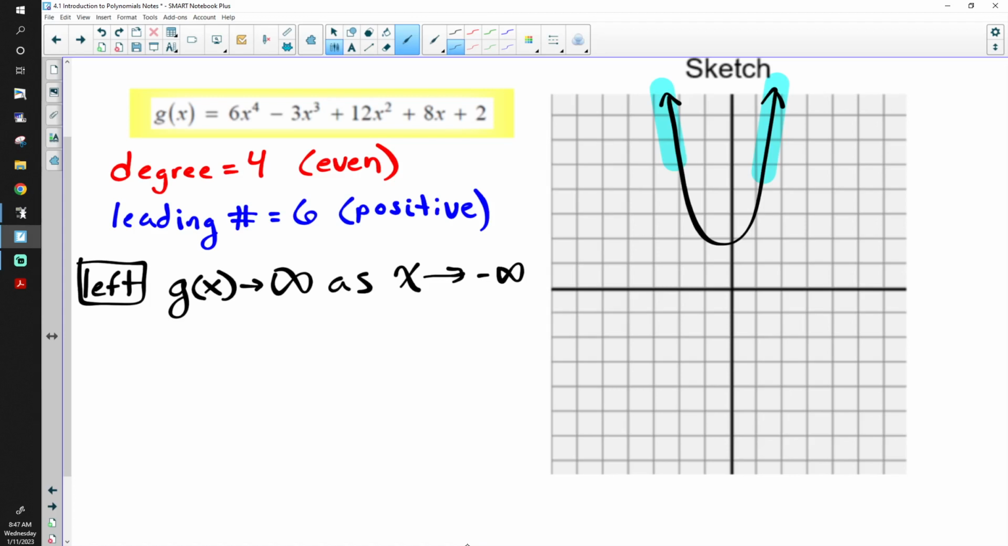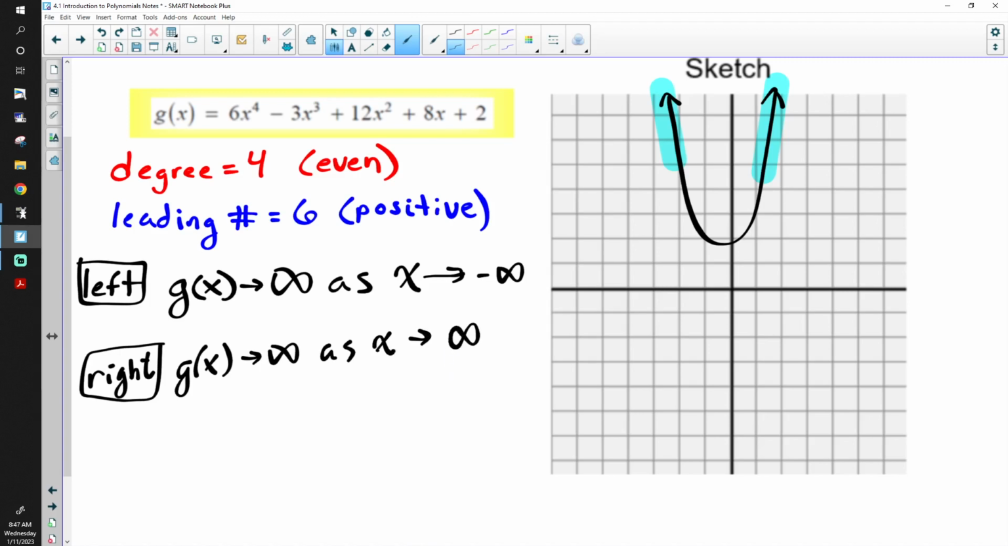For the right side, g of x is also going up towards infinity as x goes to the right side, which is going towards our positive number, so positive infinity. And that's our end behavior. But again, we didn't even really need the sketch because those 4 boxes we filled out on the other page describe the 4 possibilities. And it's all based on the degree and the number in front.